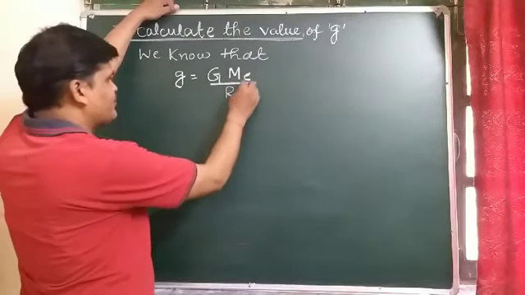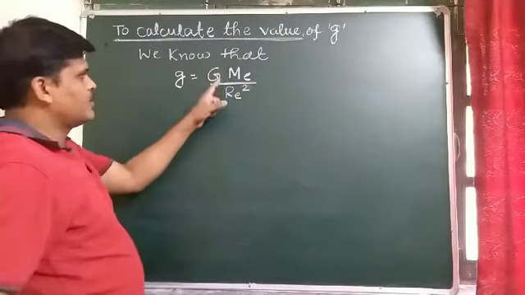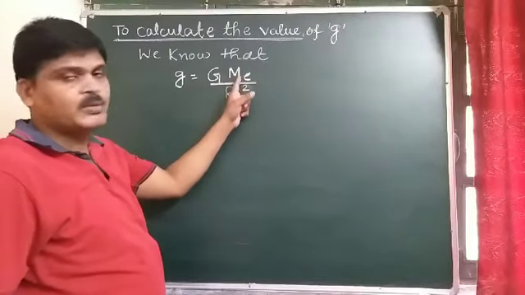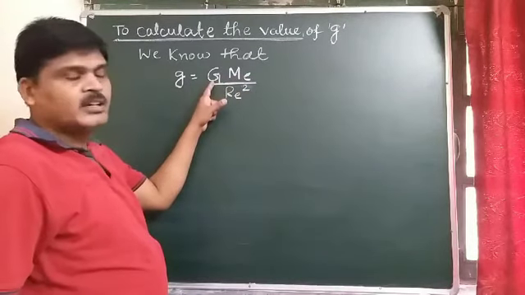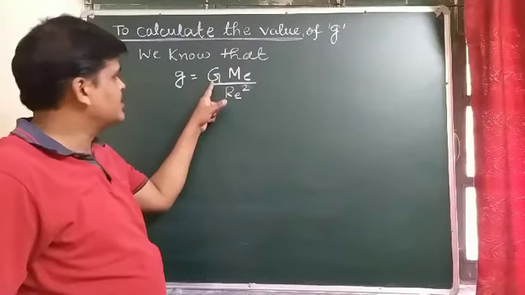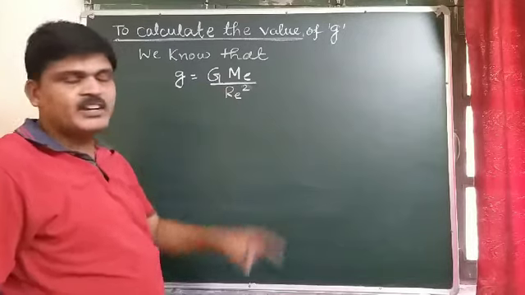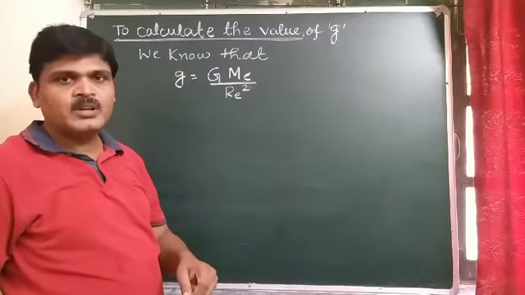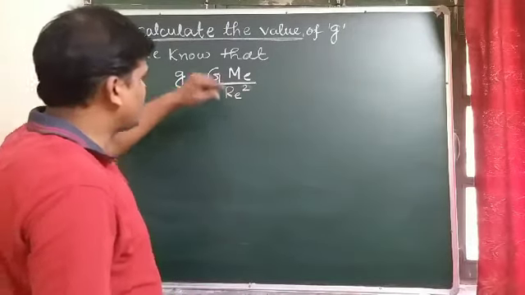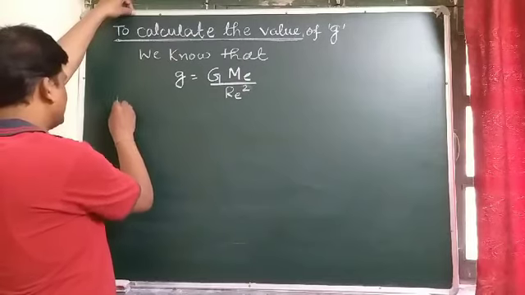And students, by putting in the values of all of these: mass of Earth, which is 6 into 10 to the power 24 kg; capital G, you know that, 6.67 into 10 to the power minus 11 Newton meter square per kg square; and radius of Earth, that is 6.4 into 10 to the power 6 meter. So putting all the values.